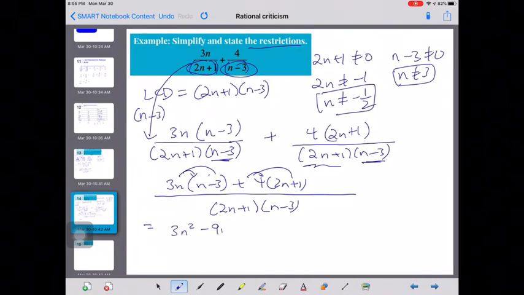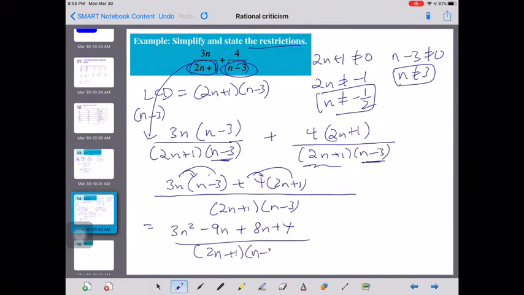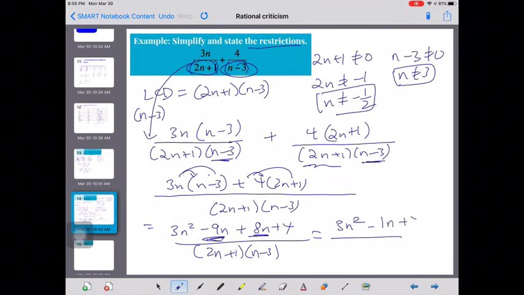and you end up getting 3n squared minus 9 plus 8n plus 4 all over 2n plus 1 over n minus 3. And at the end, now you can collect like terms, because these two both have an n, gives you 11n plus 4 all over 2n plus 1 and n minus 3. And I believe that you are done the question.